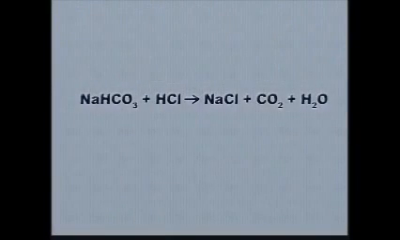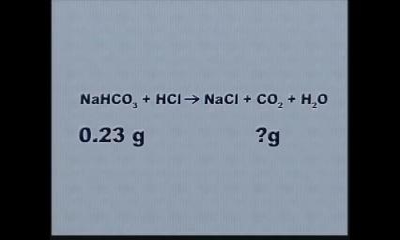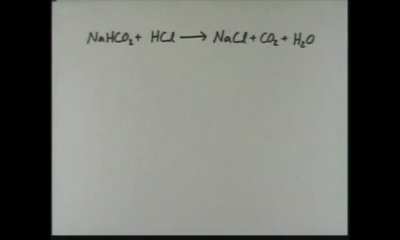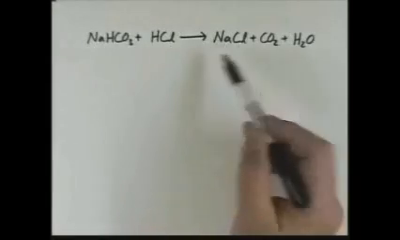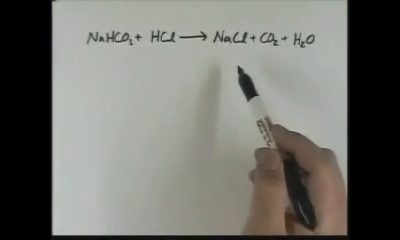Now, to figure out the theoretical yield, we will need to perform a stoichiometry problem using the balanced equation. We must also remember the fact that we started with 0.23 grams of sodium bicarbonate. The question is, how many grams of carbon dioxide will be produced if 0.23 grams of sodium bicarbonate react? Of course, the first thing to do in any stoichiometry problem is to balance the equation. But this equation is already balanced.